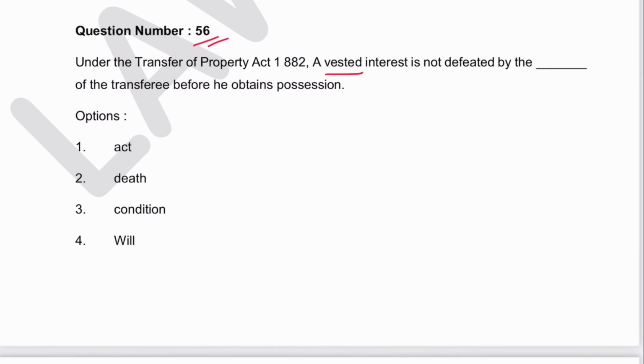Under TPA, a vested interest is not defeated by the death of the transferee before he obtains possession. By the act, death, condition of will, by the death of the transferee. 2 is the answer. It is mentioned in Section 19.